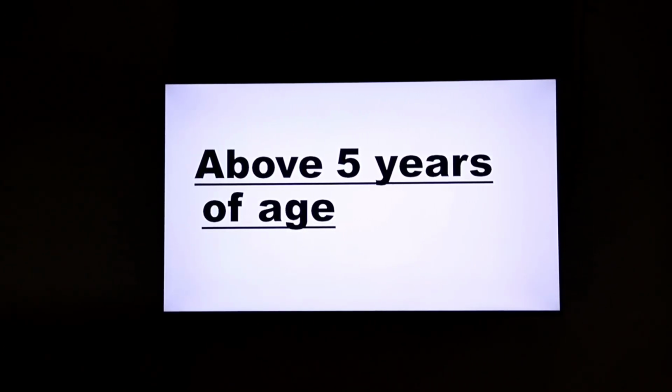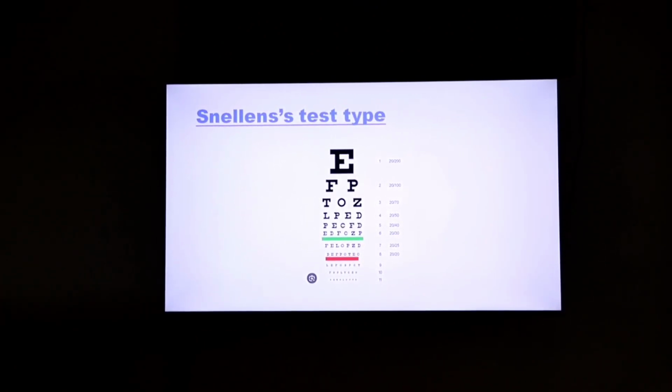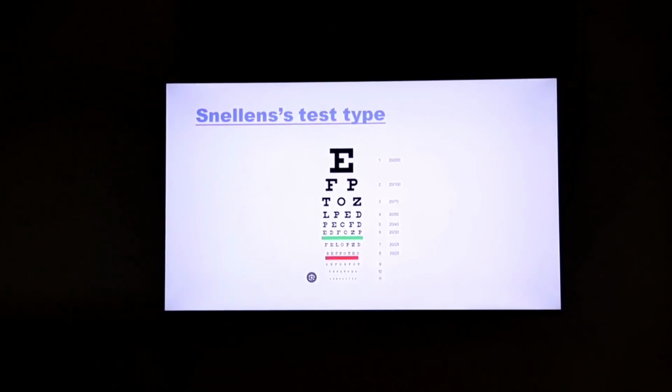Above 5 years of age, first is Snellen's test type. Usually central visual acuity is tested. It consists of small black capital letters on a whiteboard arranged in lines from 6/60 to 6/6.